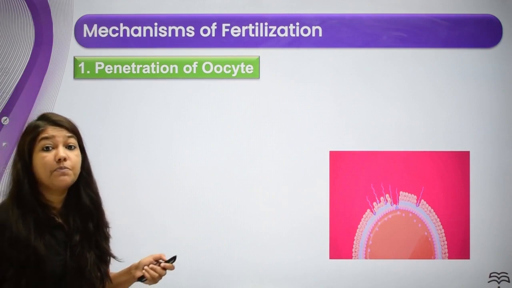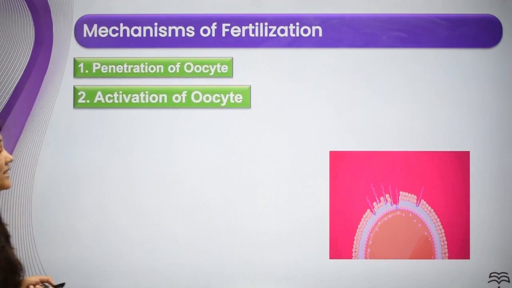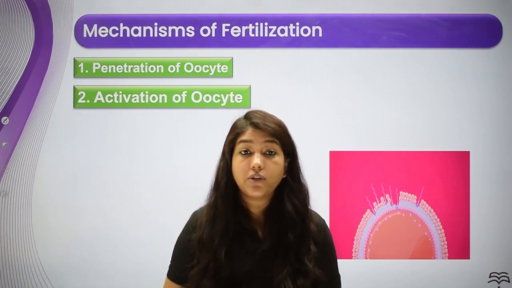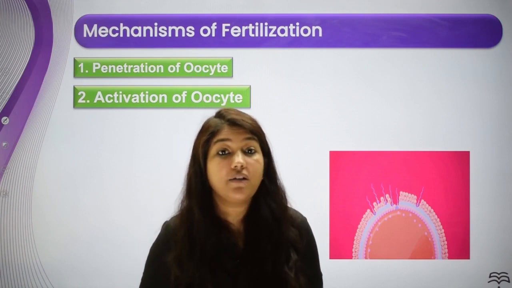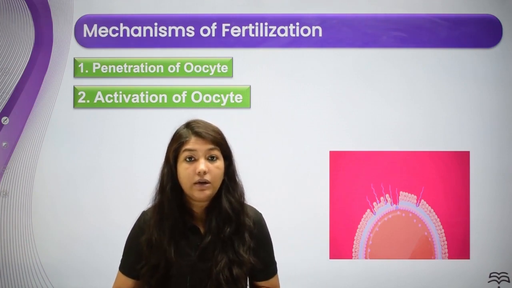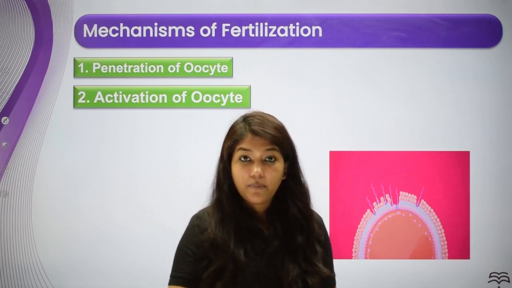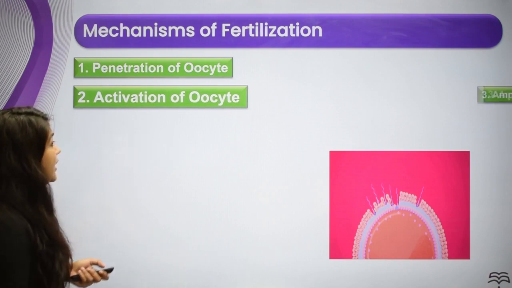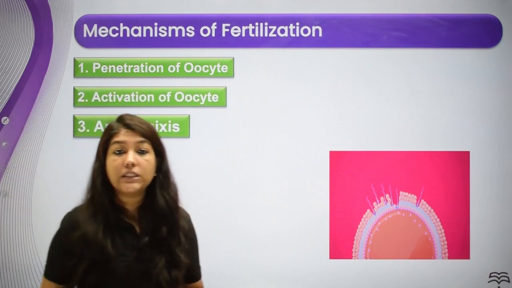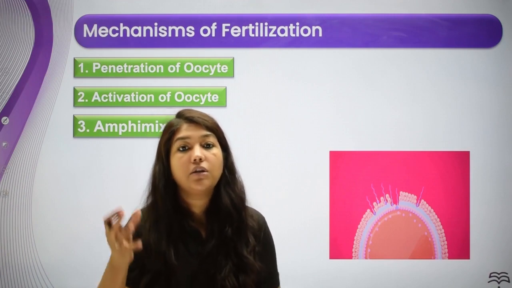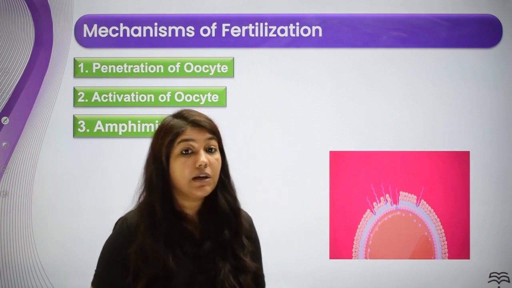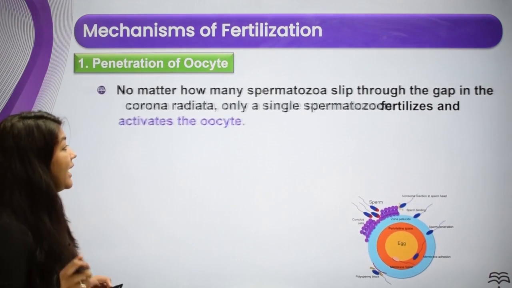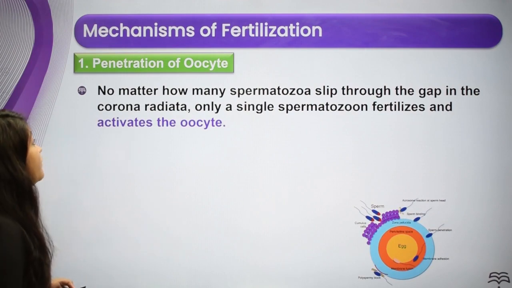So the first step is penetration of oocyte. Second is activation of oocyte. If you guys remember, the secondary oocyte which was released was arrested at the metaphase stage of meiosis II, right? So in the activation of oocyte, what is going to happen? That process has to get completed, right? And enzymes also have to be activated. Now the third step is amphimixis, the fusion of the pronucleus, okay, the fusion of the male pronucleus and the female pronucleus. Alright, so now let's start with the first step of the mechanism of fertilization, that is penetration of oocyte.